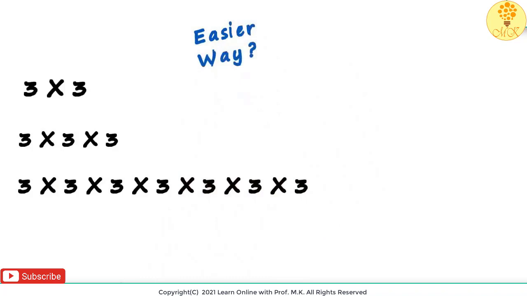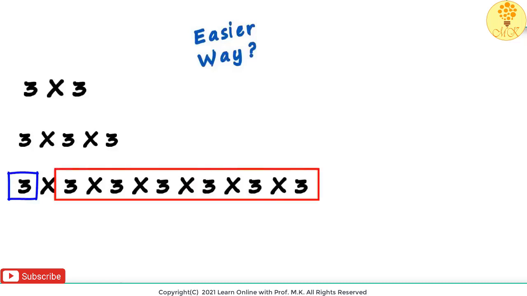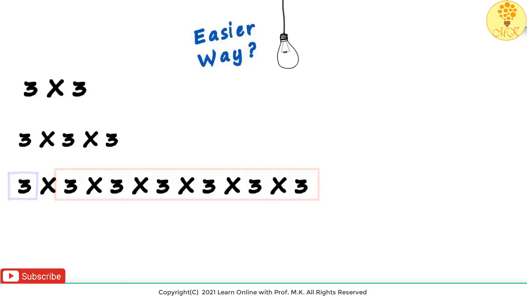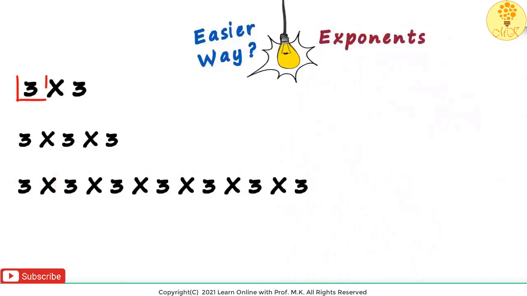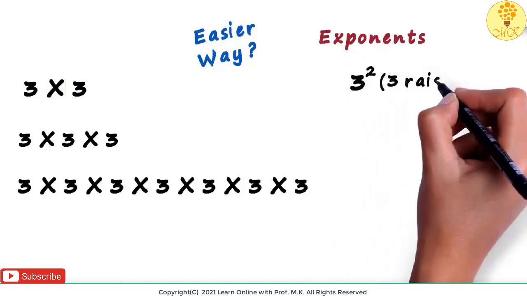What kind of operations am I talking about here? The ones in which a number is multiplied by itself many times. The answer to that question is yes, we do. Which brings us to the topic of exponents. 3 multiplied by 3 can be written as 3 with a 2 in the superscript. This is read as 3 raised to 2.